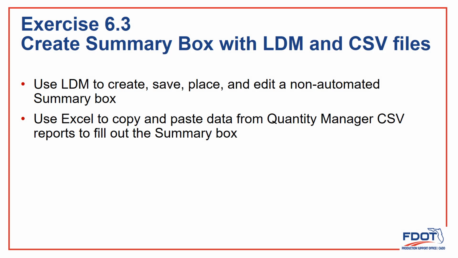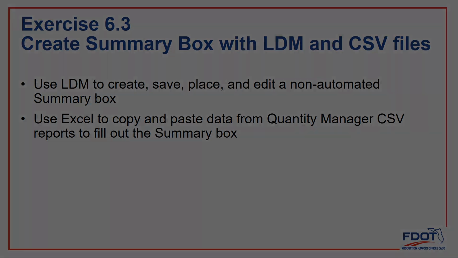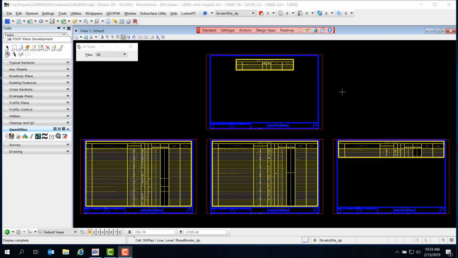Exercise 6.3. Create summary box with LDM and CSV files. In this exercise, we'll use LDM to create, save, place, and edit a non-automated summary box. Then we'll use Excel to copy and paste data from the Quantity Manager CSV reports we created in the last module and use that information to fill out the summary box. Continuing in our SUMQRD file, let's copy a border cell for our next summary box.